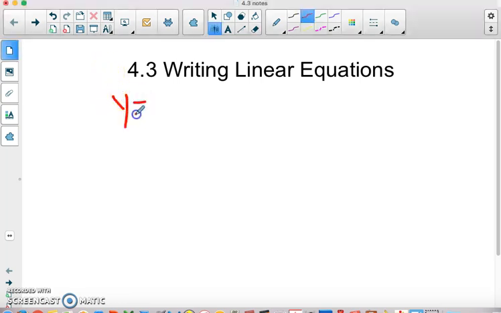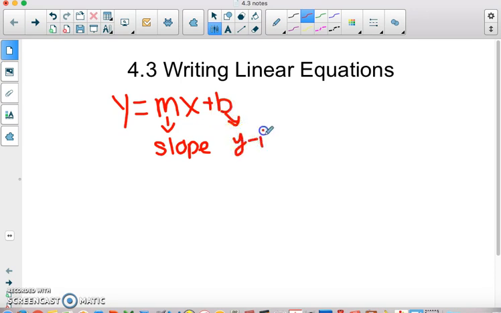y equals mx plus b, where m is our slope and b is our y-intercept.